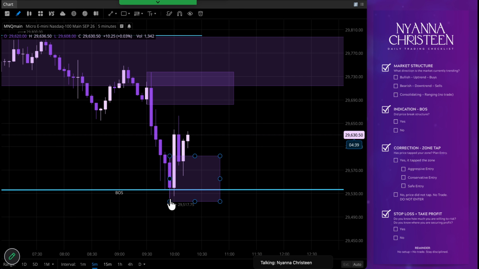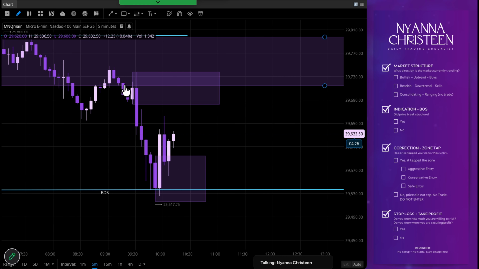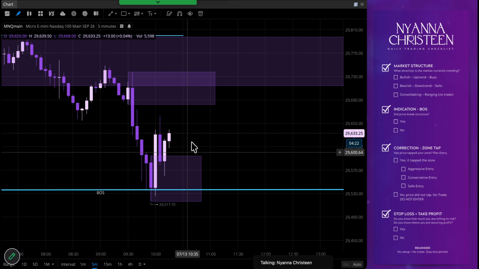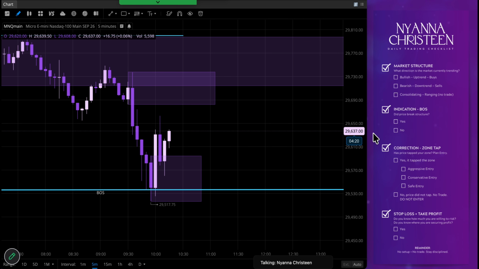But in order for this to be a valid trade, it will have to come back to where price broke out of, which was this 5 minute zone here, or on the hour, this bigger zone here. It has not done that. It's struggling to figure out what it wants to do. So until that happens, we're just watching price.